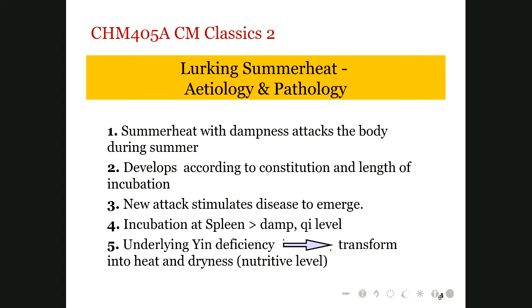And number four, the incubated pathogens usually have some level of damp, and that's why the spleen is the first or most common region related to the location of these incubated pathogens. That means the qi dynamics in the Middle Burner, especially digestion, will progressively get worse or be affected. So maybe both spleen and stomach, but the spleen is the major one.